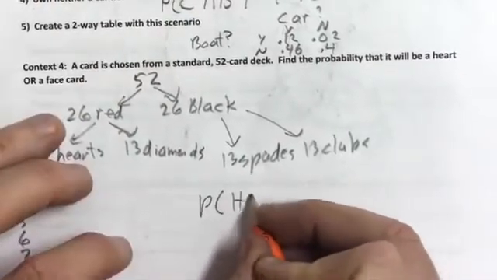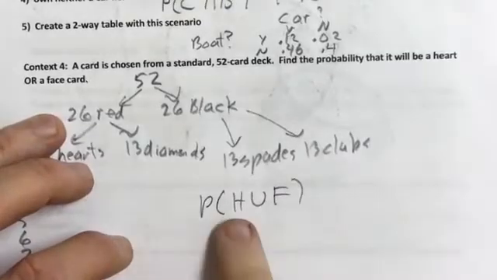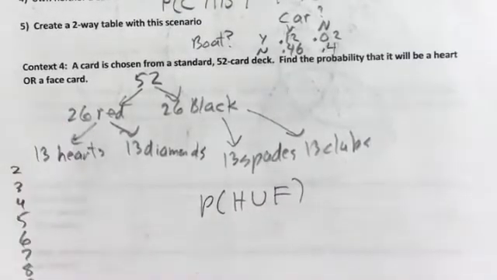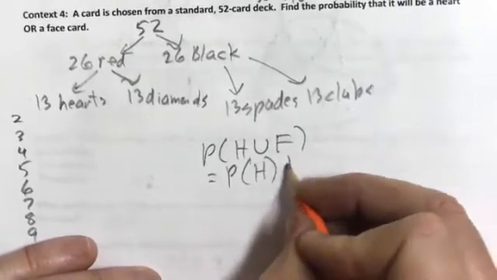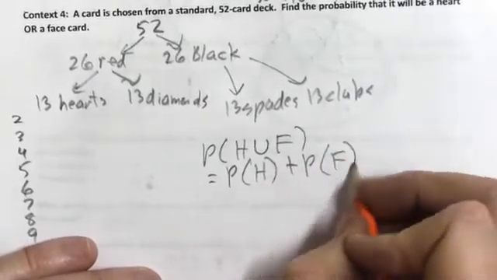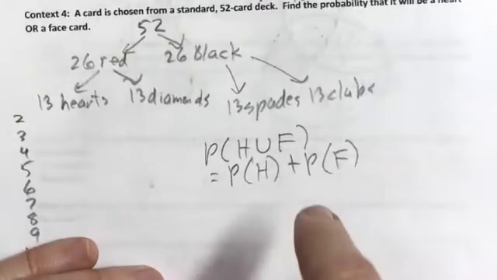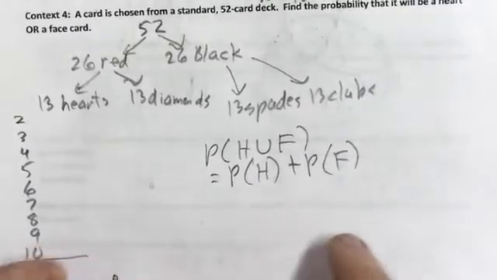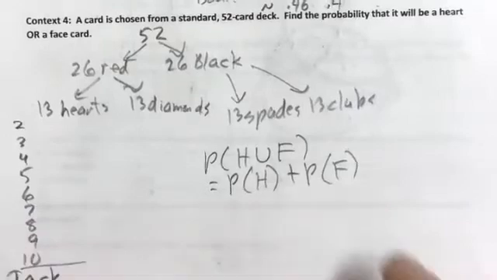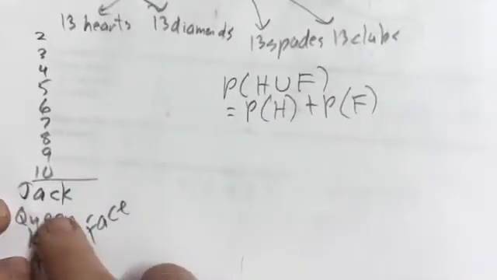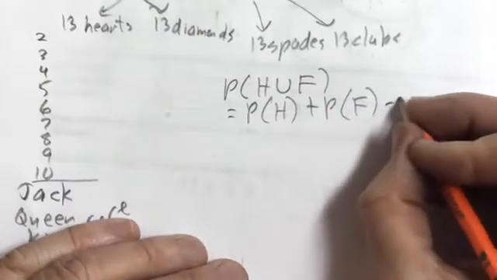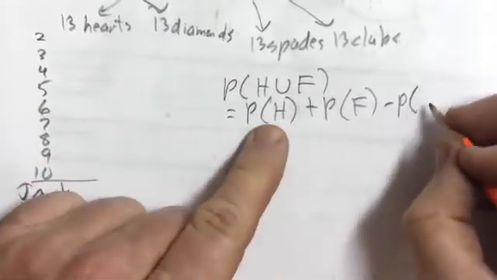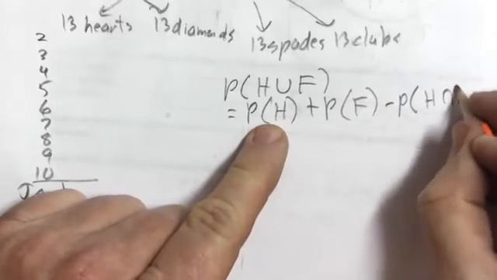This problem asks, what's the probability that you'll get a heart or a face card? Or means add. So that's the probability of heart plus the probability of face card. But whenever you add probabilities, you say to yourself, I have overlap. I counted the heart face cards twice, namely the jack of hearts, queen of hearts, and king of hearts. So I have to subtract off the overlap of hearts and face cards.